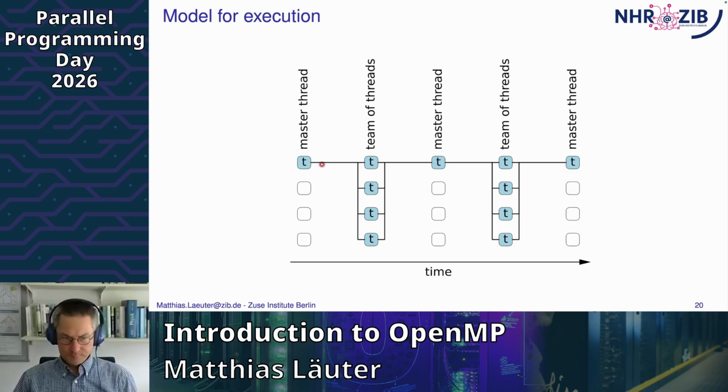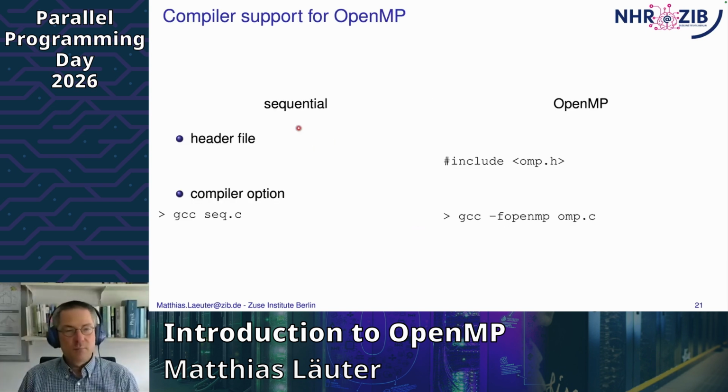So we have a parallel region, and we have a sequential region where only one thread is available, and we can switch between both stages in time. Okay, this is what happens in a parallel program. So what do we have to do for OpenMP?